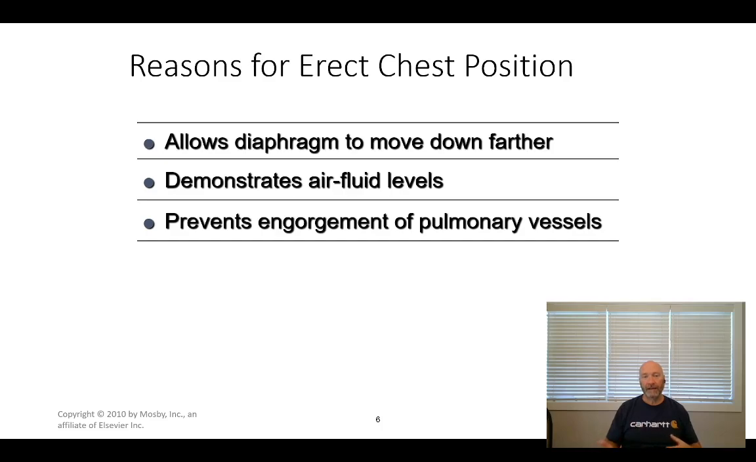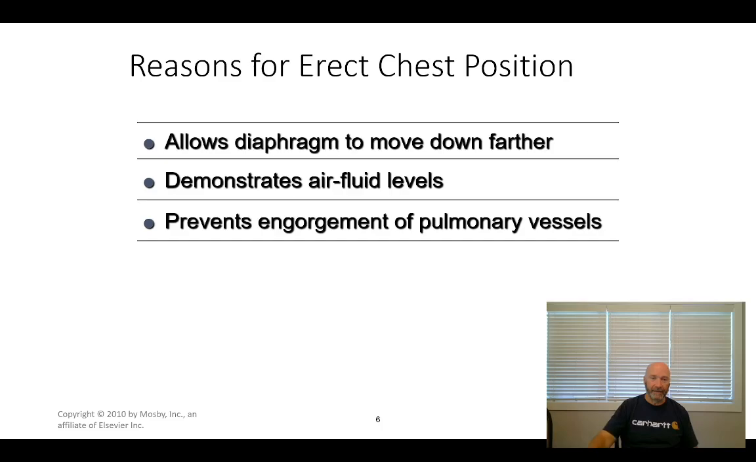It also allows the diaphragm to move to its lowest possible level. So if you're laying on your back and you breathe in deep, you're not going to be able to breathe as deeply as if you are standing up. So it allows for deeper inspiration. Inspiration and inhalation mean the same thing. So it allows for deeper inhalation. Since we're looking for the lungs, and we're looking for the heart, then it's important to maximally inflate the lungs.